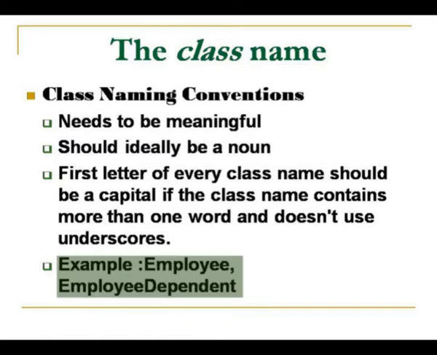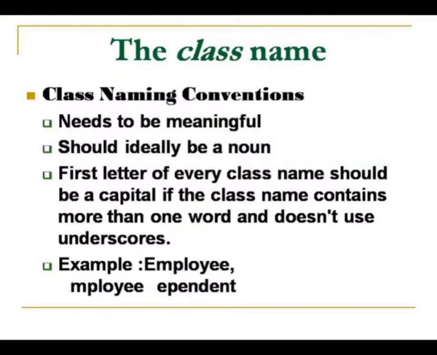So depending upon his liking, if he is going to include more than one word as a class name, it is always better to differentiate between the words by making the first letter a capital. Here is an example. One is where there is only one name, Employee name, the first letter is a capital. The second is EmployeeDependent, where E and D, the first letters of two different words, have been made capital letters. So these are just conventions which need to be followed when we are giving a name to a class in a program.